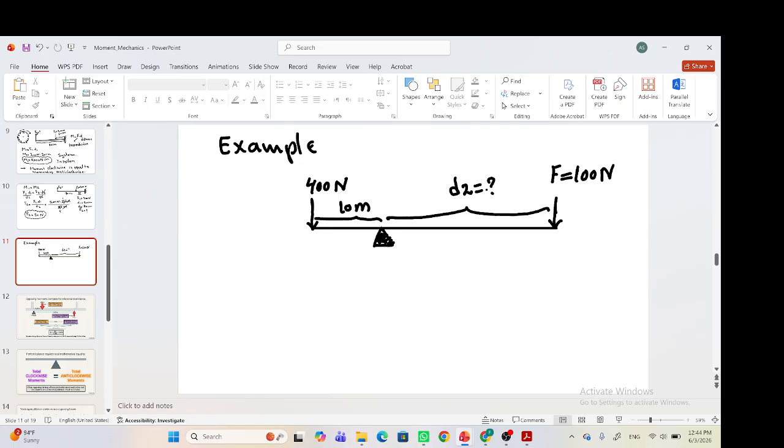Okay, you may check this question. For example, the force which is making the object move anti-clockwise is 400 newtons, which has the distance of 10 meters from the fixed point. On the next side, the force which is applied to make the object move clockwise is 100 newtons, and the distance is unknown. You should solve this problem and find the distance, which is d2. You have 2 minutes to answer, and let me see how you answer this question.